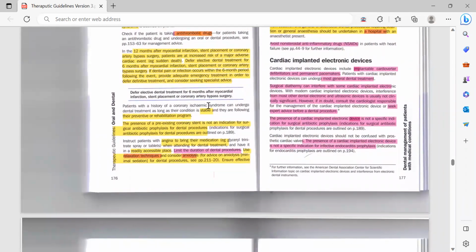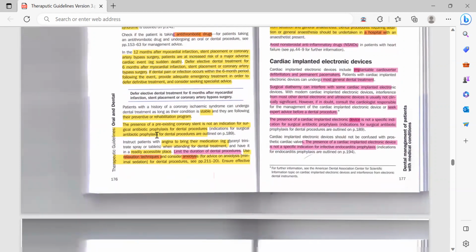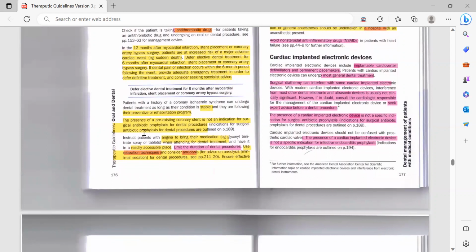Patients with a history of coronary ischemic syndrome can undergo dental treatment as long as their condition is stable and they are following their preventive or rehabilitation program. So, if the patient has any condition but it is stable, then we can treat them like a normal patient. But if that condition or disease is not stable, then we cannot really treat that patient in the dental clinic. The presence of a pre-existing coronary stent is not an indication for surgical antibiotic prophylaxis for dental procedures.